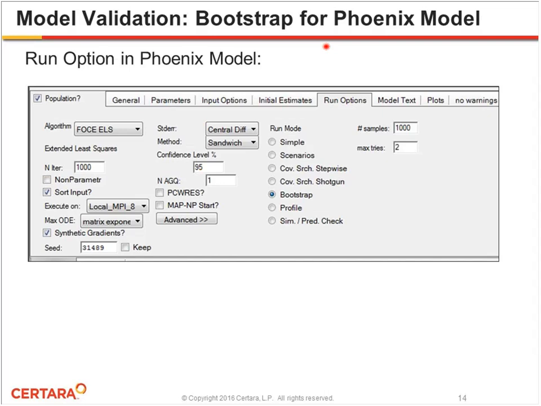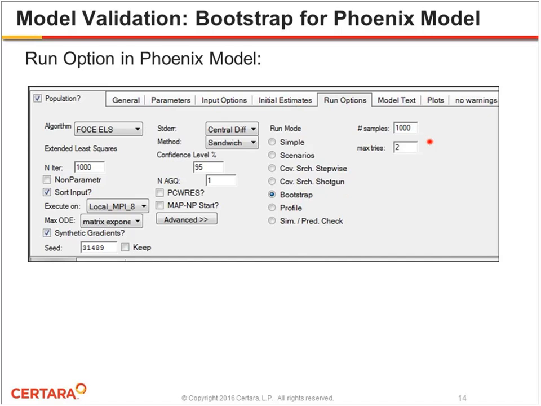This is the setup for the bootstrap run for a Phoenix model. What you need to do is just copy and paste the final Phoenix model object and paste it back to the workflow of your project. And there you have to change one thing, and that is under run options. You just switch from the simple run mode to the bootstrap run mode. The only thing you have to change after that is the number of samples. And as I said, 1,000 is a good value for that.